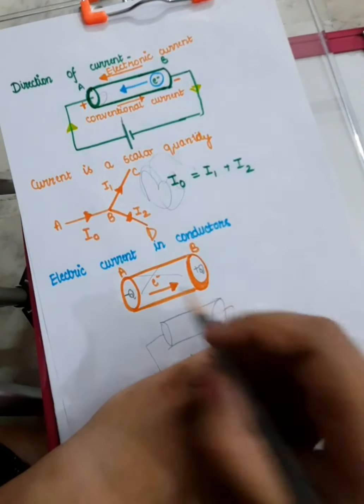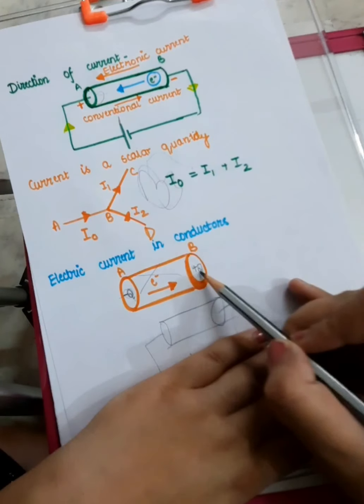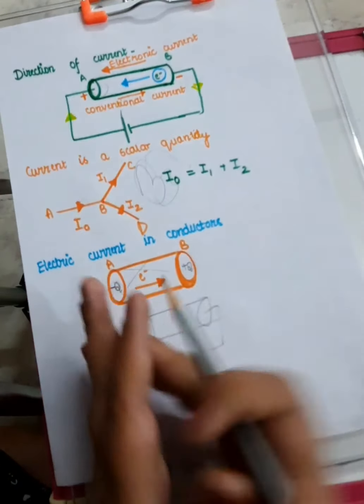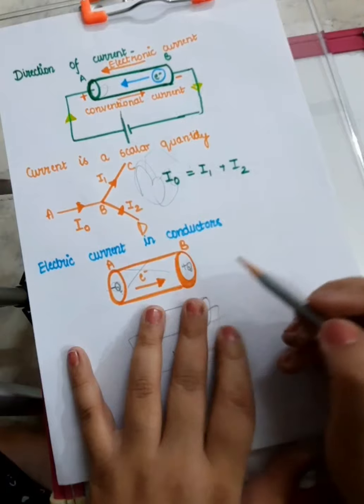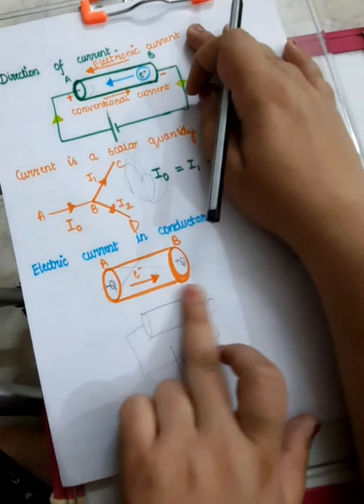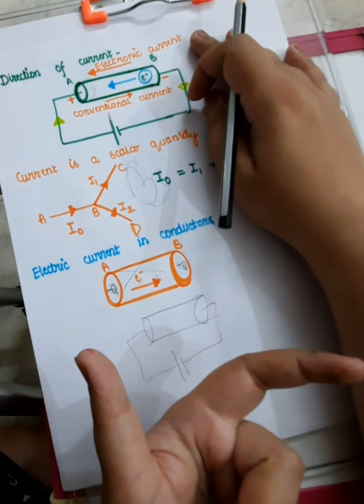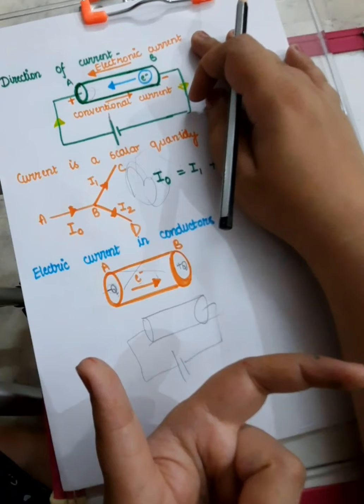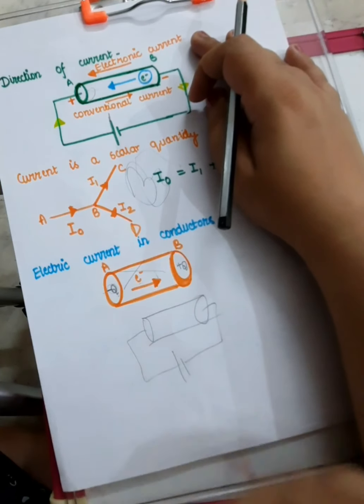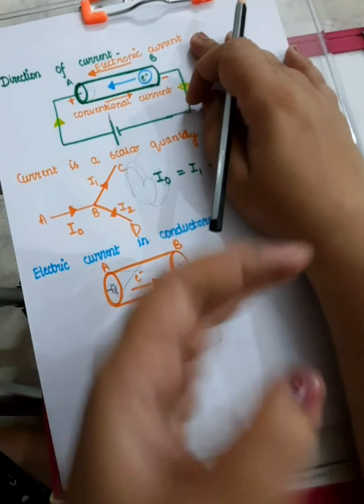So in case you apply an electric field, this is minus q, this is plus q, you make this end a positive end and this end a negative end, so electrons will tend to move towards the positive end. So immediately a current will be produced which will be known as transient current, and this has been produced because you have applied an electric field.